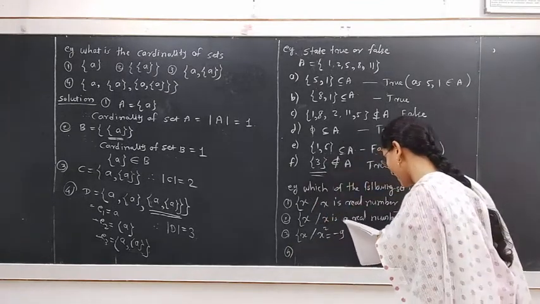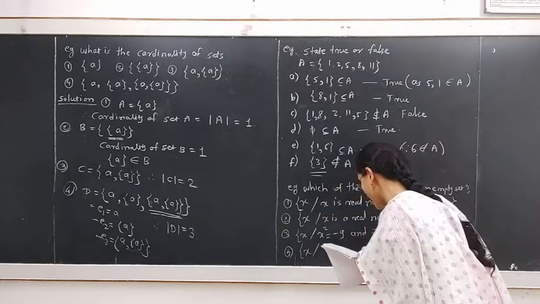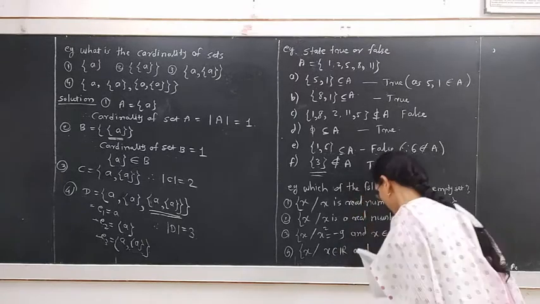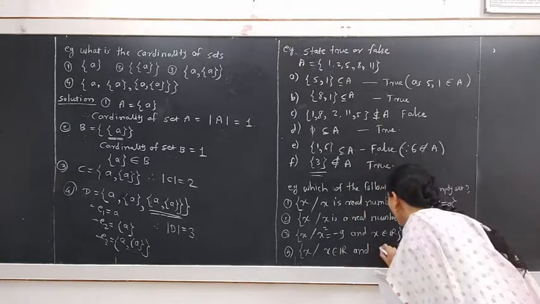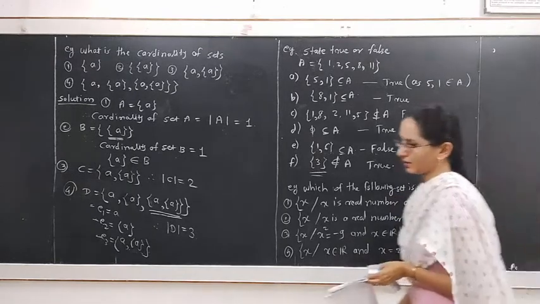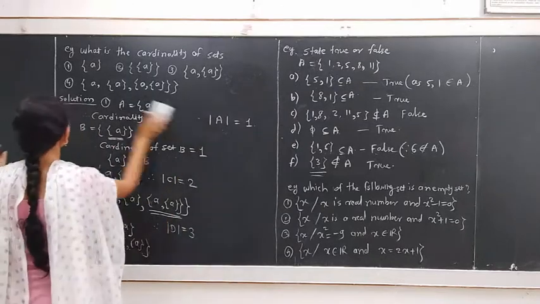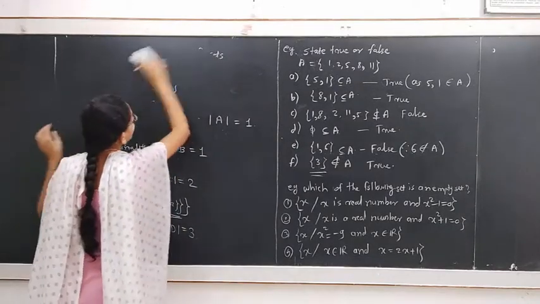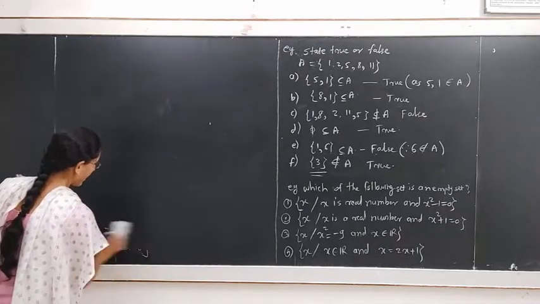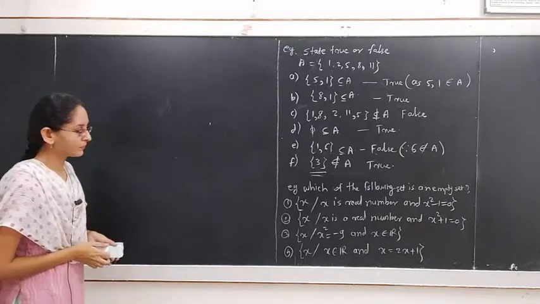In the fourth statement, the set is given as the set of all elements x where x belongs to R and x is equal to 2x plus 1. We have to identify whether the given sets are empty sets or not. We know that an empty set is the set that doesn't contain any element.